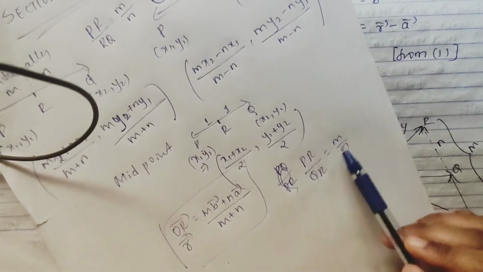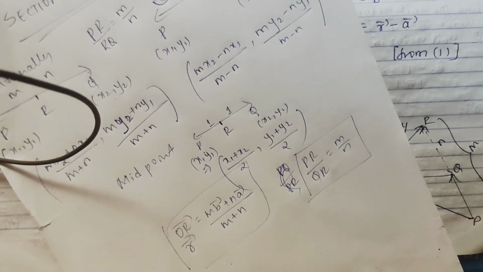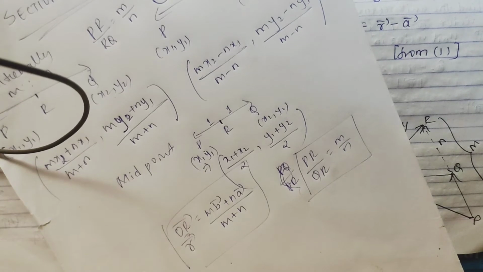Same for external division. Here PQ by PR, it is PR by QR, M by N, like this ratio it will be. I have told you it will be in ratio form, right? Here exactly I had explained the same, M:N ratio form it will be.